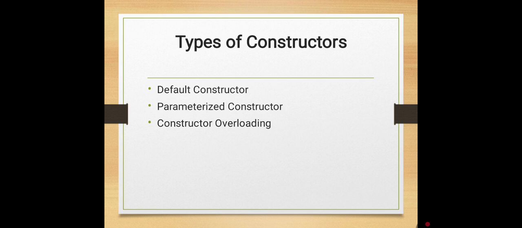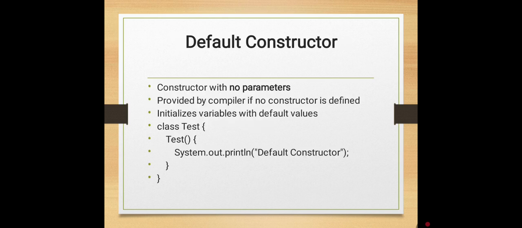Next, we are going to discuss the types of constructors. In Java, there are mainly three types of constructors: default constructor, parameterized constructor, and constructor overloading. Now, let us discuss each one in detail. First one is the default constructor. A default constructor is a constructor with no parameters.